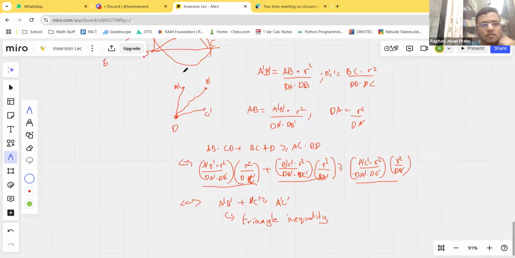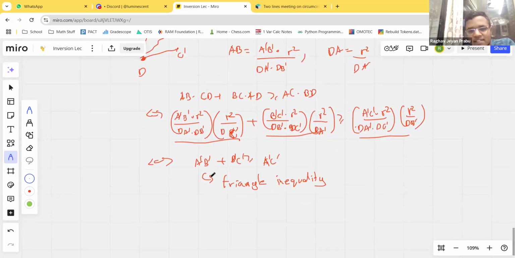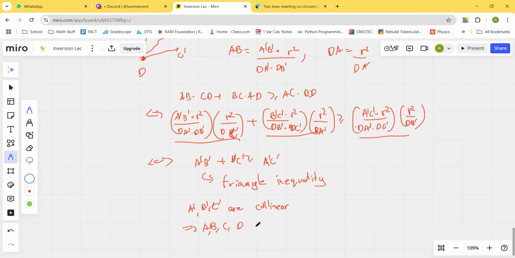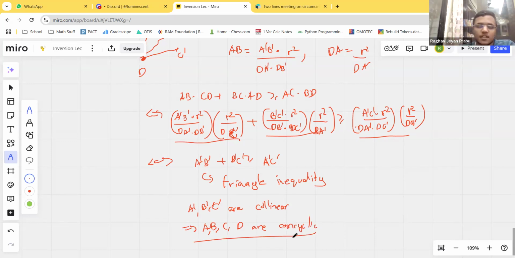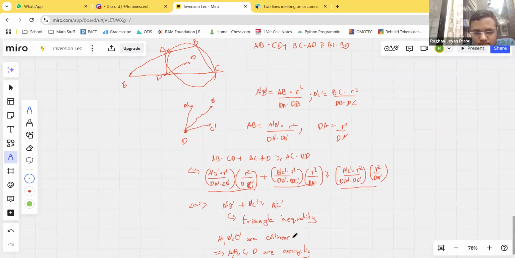Okay. So now what happens at the equality case? The equality case only occurs when A dash, B dash, C dash are collinear. But then what does this imply? This implies that A, B, C, D are concyclic. So this also proves Ptolemy's theorem, which you might have seen, which is the more popular version.